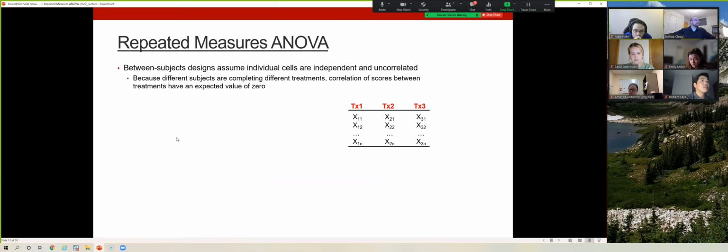So this gets us to our repeated measures ANOVA. With our between subjects designs, we're assuming that all of our individual cells are independent and uncorrelated with one another. I've got treatment 1, treatment 2, treatment 3. In a between subjects design, I'm assuming that the scores I'm getting from participants in treatment 1 are completely independent from the scores in treatment 2, and completely independent from the scores in treatment 3. Within each sample, we're independent of one another. Across people, we're independent of one another.